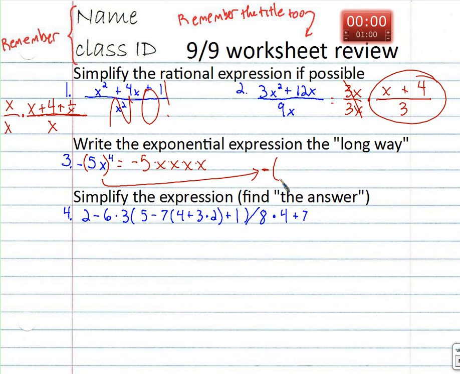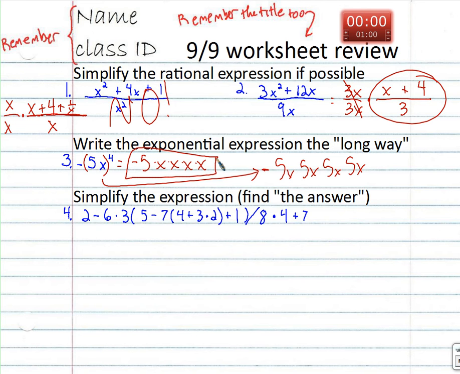You don't really need parentheses. There's a negative in front of this number. This number will be 5x times 5x times 5x times 5x. We could put parentheses around it, it's just that it's redundant, right? Because of the order of operations, we wouldn't need the parentheses. That's it right there. That's what we want to see. Just a negative 5 times x times x times x times x.